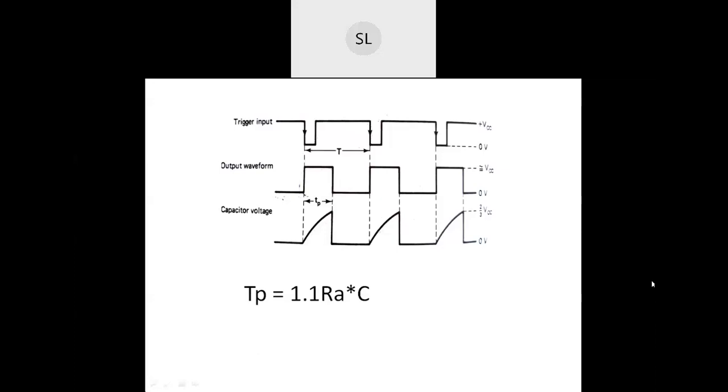Okay, so this monostable multivibrator can be used in frequency divider circuits. It can be used in pulse stretcher. Okay, so let me see whether we have animation for this available. Just give me 2 minutes.